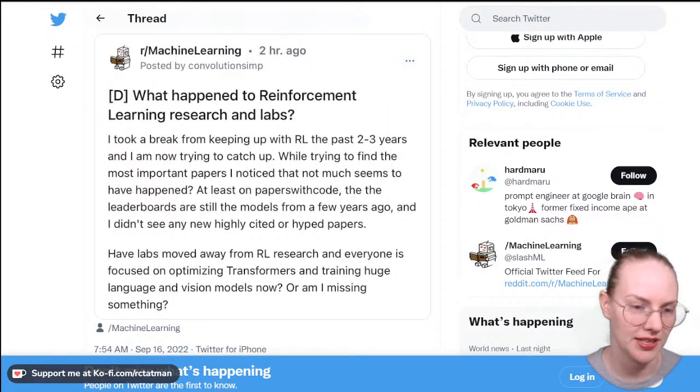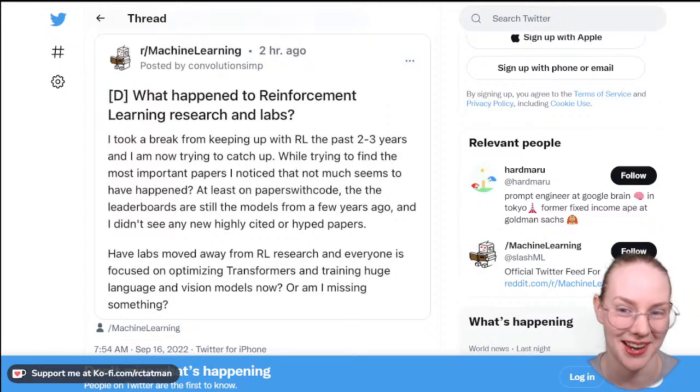It's very compute intensive. So this person says, I took a break from keeping up with reinforcement learning in the past 2 to 3 years, and I'm now trying to catch up. At least on papers with code, the leaderboards are still models from a few years ago, and I don't see any newly highly cited or hyped papers. And I would not necessarily say that lacking hype means that a field is not healthy, and perhaps I might actually say the opposite.